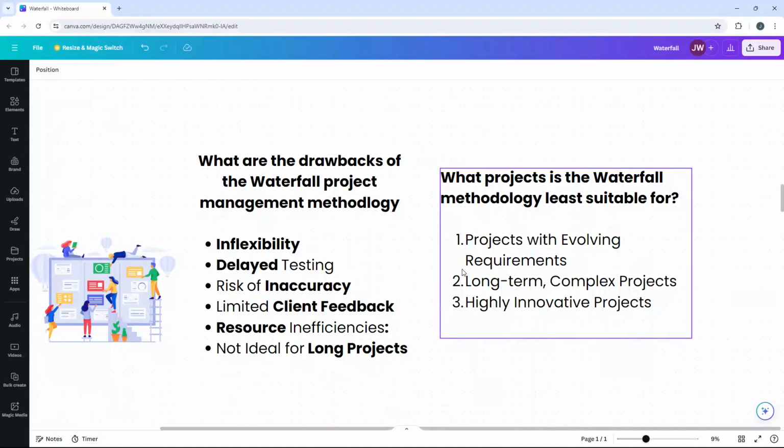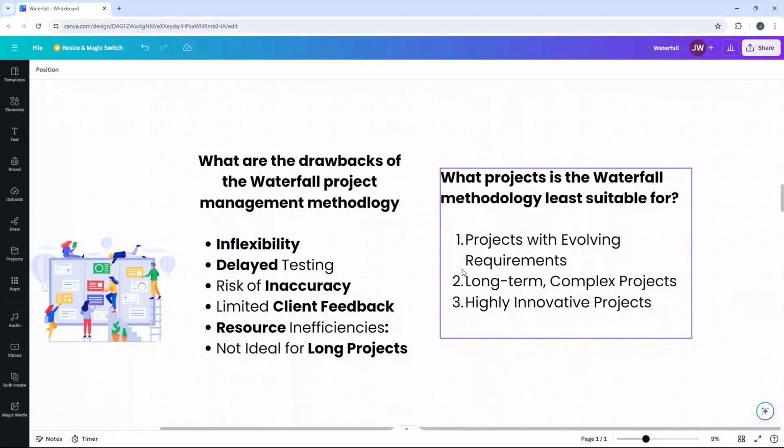So just on that, waterfall is least suited to projects with evolving requirements. So startups developing new technology products often face rapid market changes and customer feedback, necessitating frequent adjustments that waterfall just cannot accommodate. Any long-term complex projects are not ideal for waterfall. So large-scale software development projects, like creating a new operating system. These typically involve numerous interconnected components that evolve over time, making early stage planning inadequate.